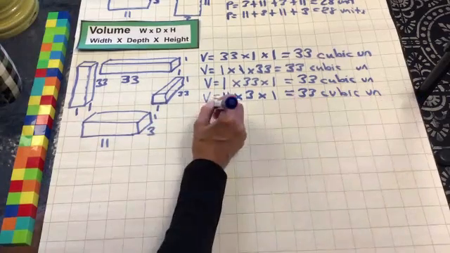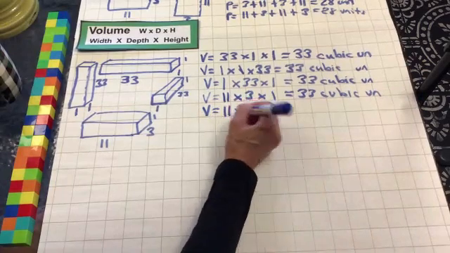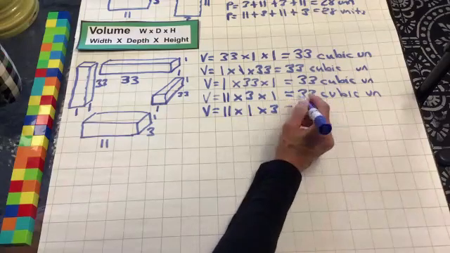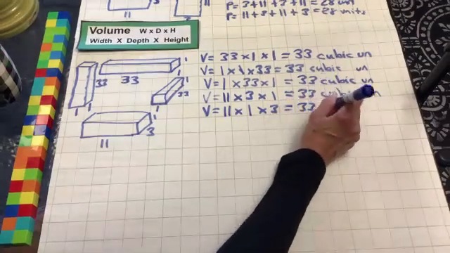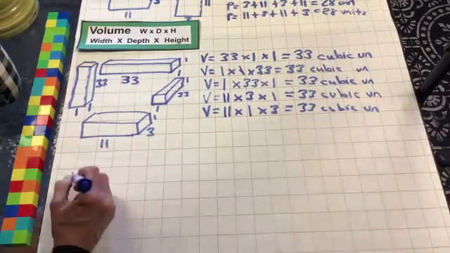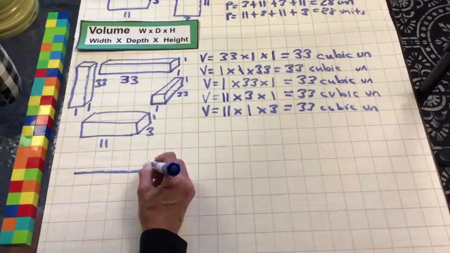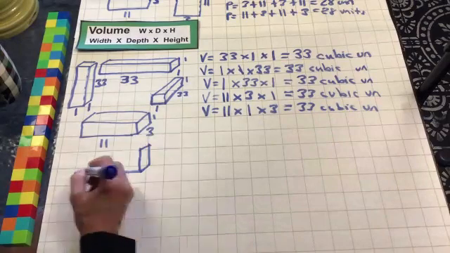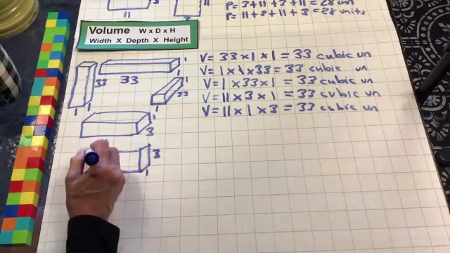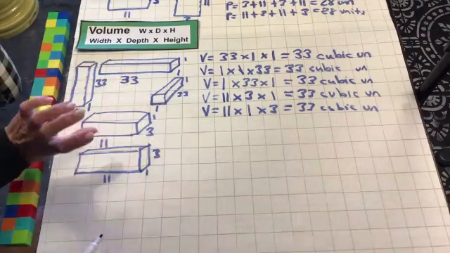And we're going to change up this order. So this time we're going to do 11 wide by 1 deep by 3 tall or 3 high equals 33 cubic units. So how do we draw that? So we have to draw this wide by 1 deep by 3 tall. So it's going to be a little different. So 11 by 1 by 3. So we took this and we stood it up. We just stood it up.